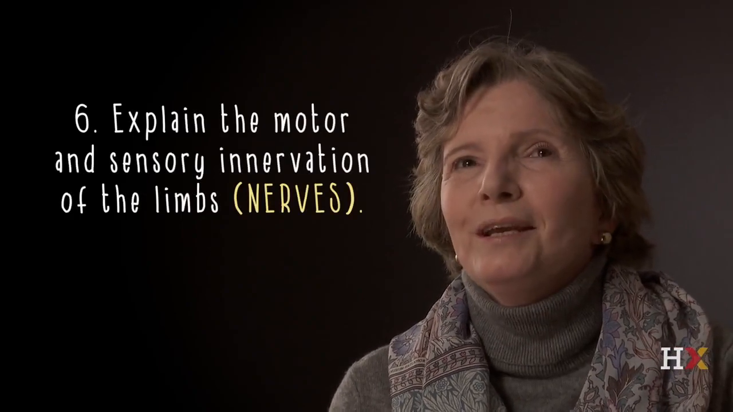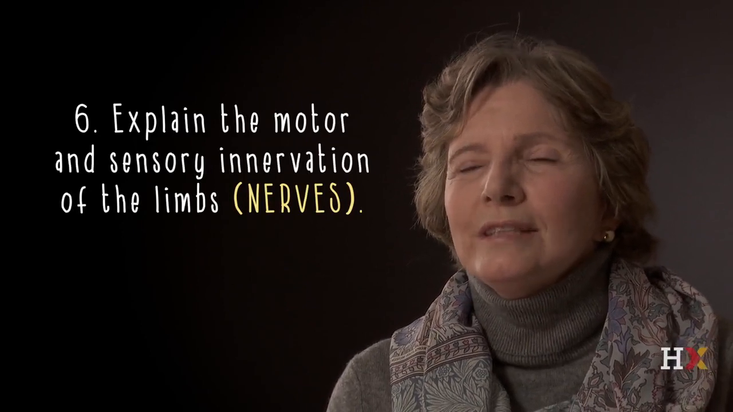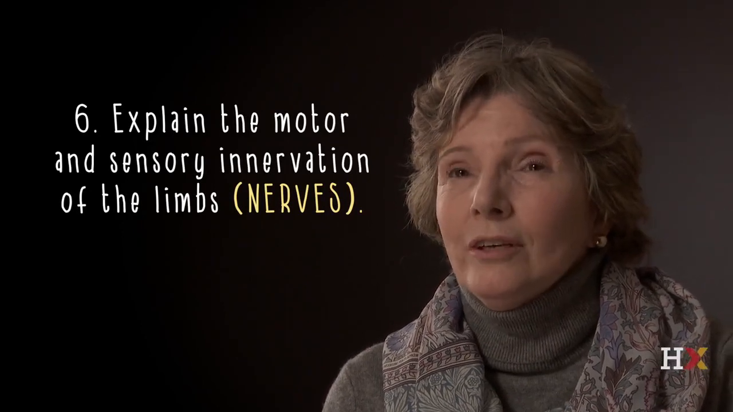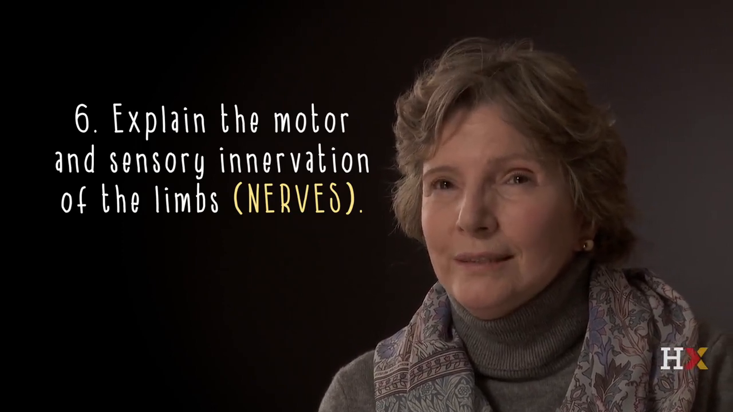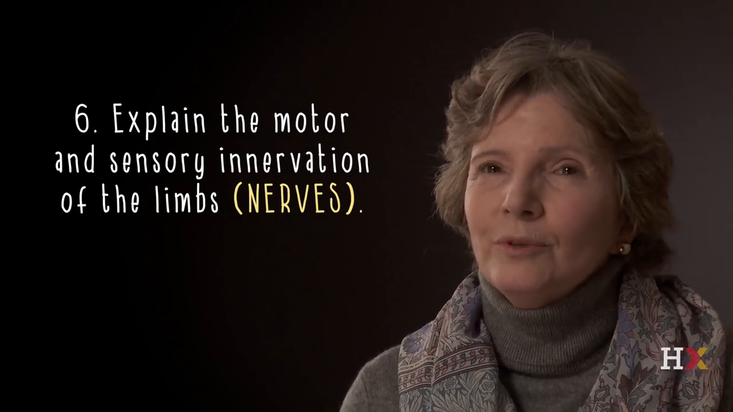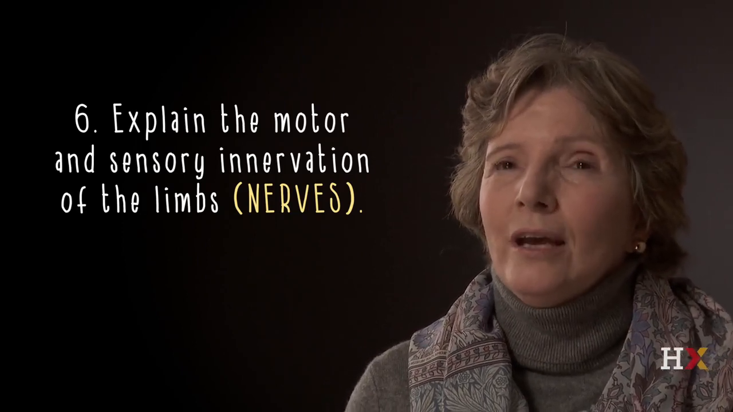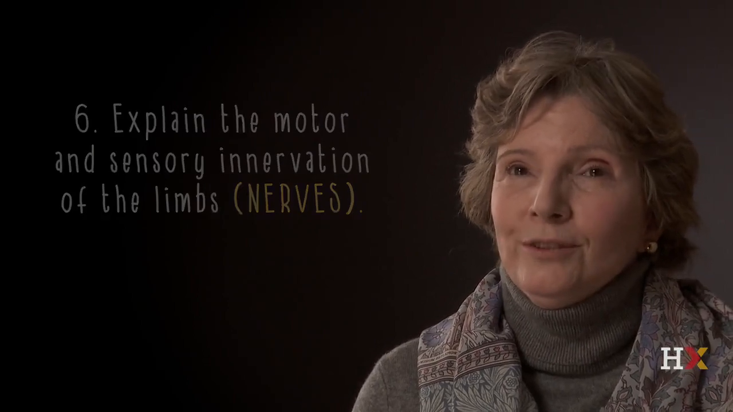Your sixth objective for every case will be to explain the motor and sensory innervation of the limb nerves. So the sensory innervation is signals that are conveyed from particular regions of the body back to the central nervous system, and the motor innervation will be signals that will come out from the central nervous system to direct muscles or glands to do a particular thing.